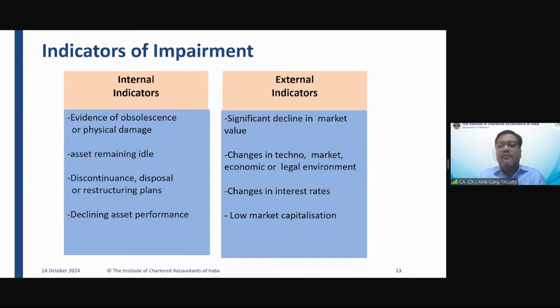For example, Vodafone Idea. Vodafone Idea's market capitalization is going down. So of course, their auditor always says that at every reporting date, you need to compute the impairment. You need to check the impairment.